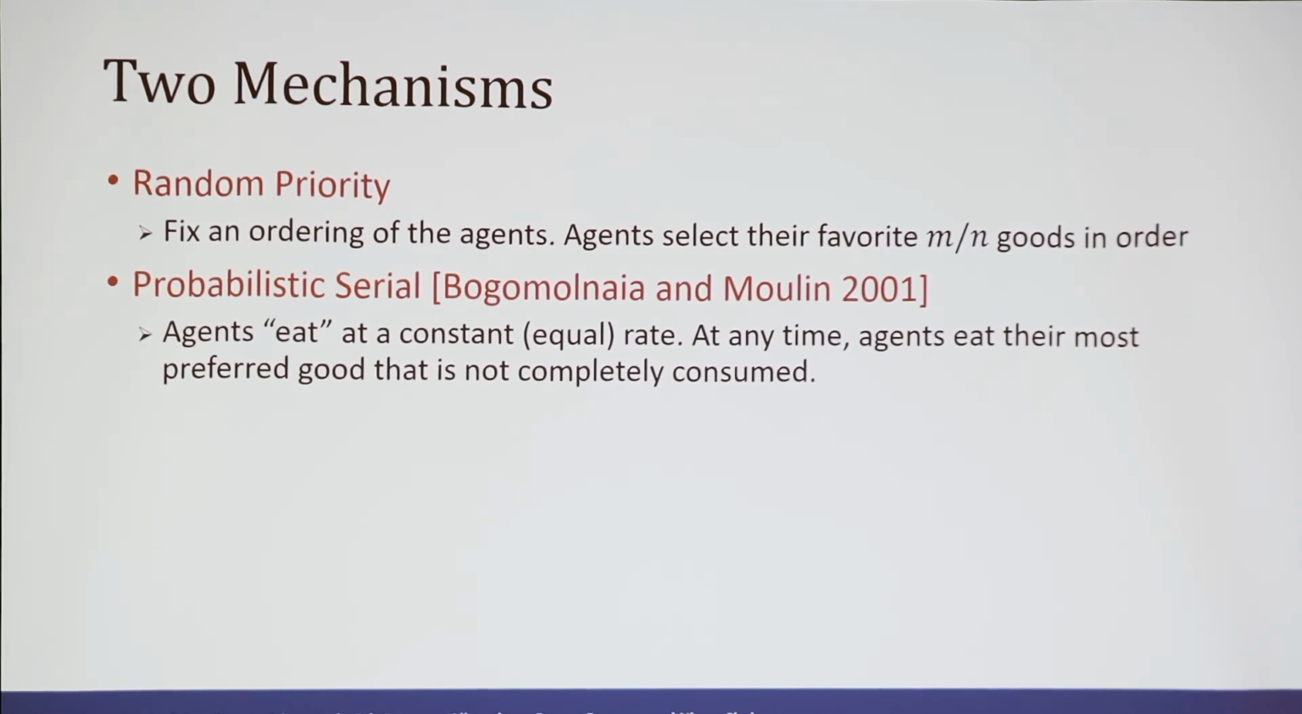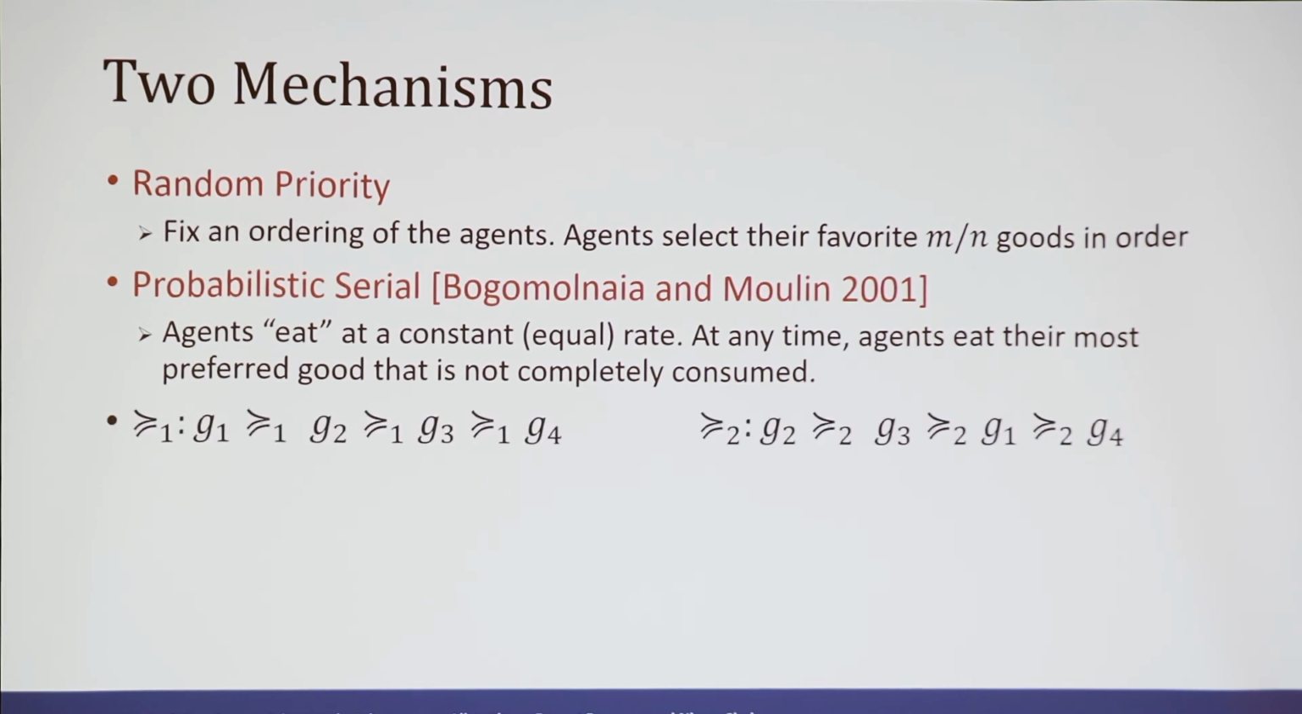Another thing we could do is an algorithm called probabilistic serial. How this works is we think of agents eating the goods at some constant rate, equal across agents. At any time, agents consume their most preferred good that is not already completely consumed. Any good that they've eaten is going to be in their allocation. This is easier to see with an example. Suppose we have these 2 agents. Agent 1 has this preference, agent 2 has this preference.